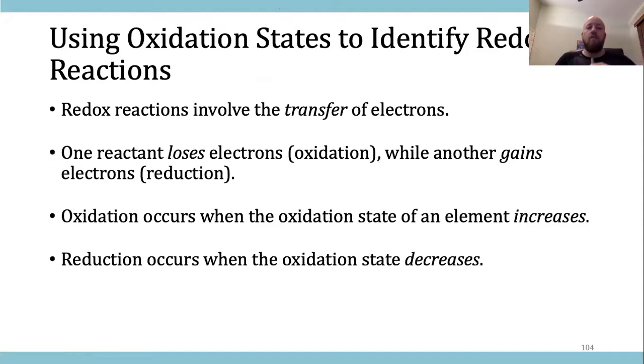Oxidation reduction deals with a change in oxidation state. What happens if the oxidation state changes? We want to be able to identify what's happening when it changes. Oxidation is a loss of electrons, so its oxidation state is going up, increasing. Reduction is when it decreases, so it's a gain of electrons.